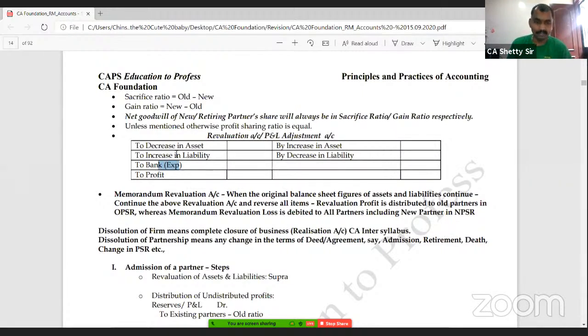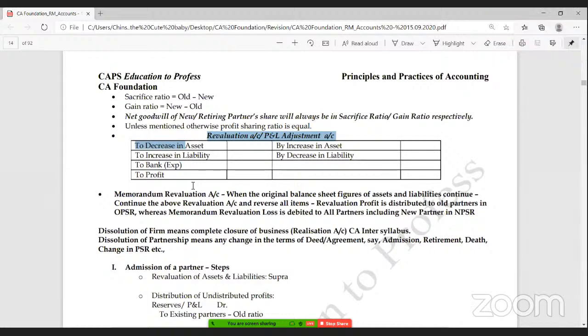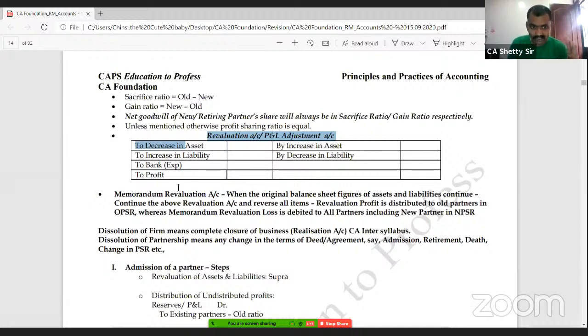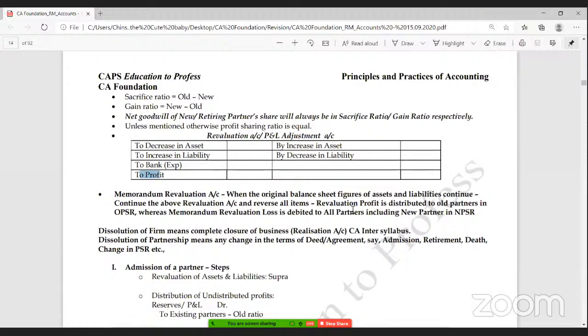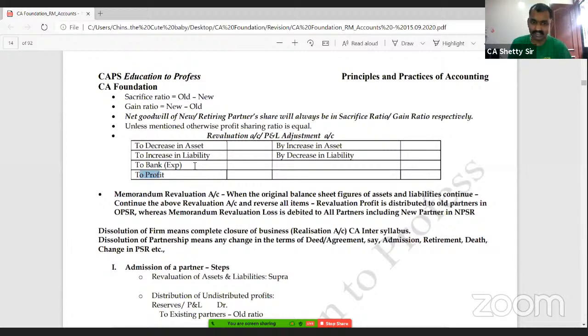So what to do? Prepare the same revaluation account first. Before that, prefix the word memorandum to revaluation. Whatever you have done here, do exactly the opposite. The point to be noted is, in the revaluation account, if you got a profit, say X and Y are the partners, distribute it to X and Y. When you do the reverse, the profit becomes a loss in the memorandum revaluation. That loss has to be distributed to all the partners. So old partners credit, new partners debit. Old ratio minus new ratio: you have adjusted the asset values also in the sacrifice ratio. Old ratio is credited and new ratio is debited.